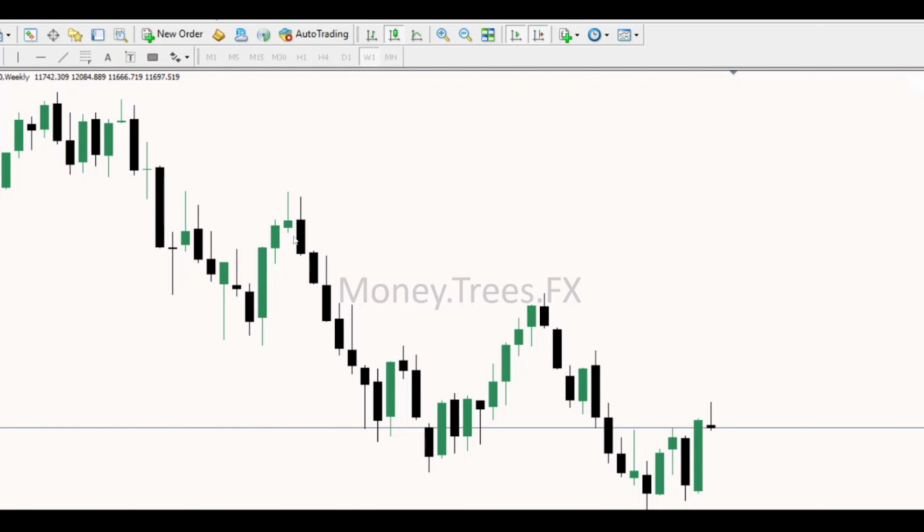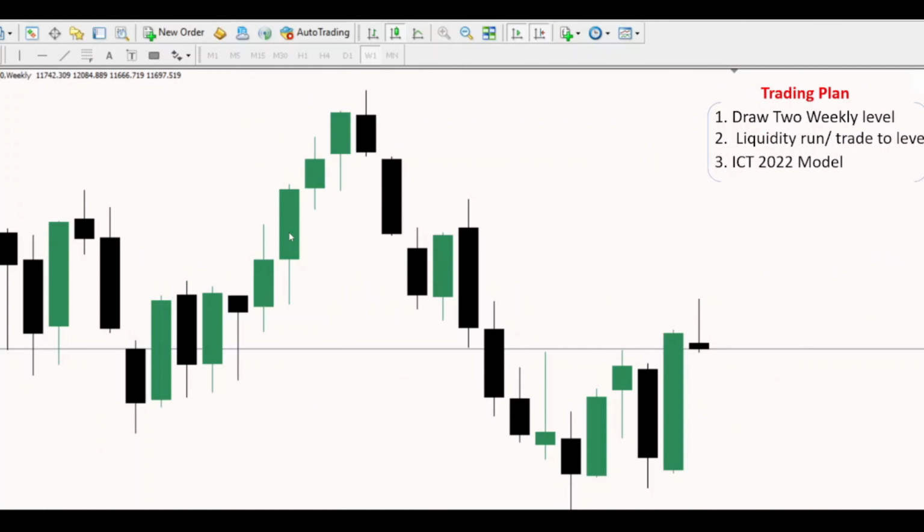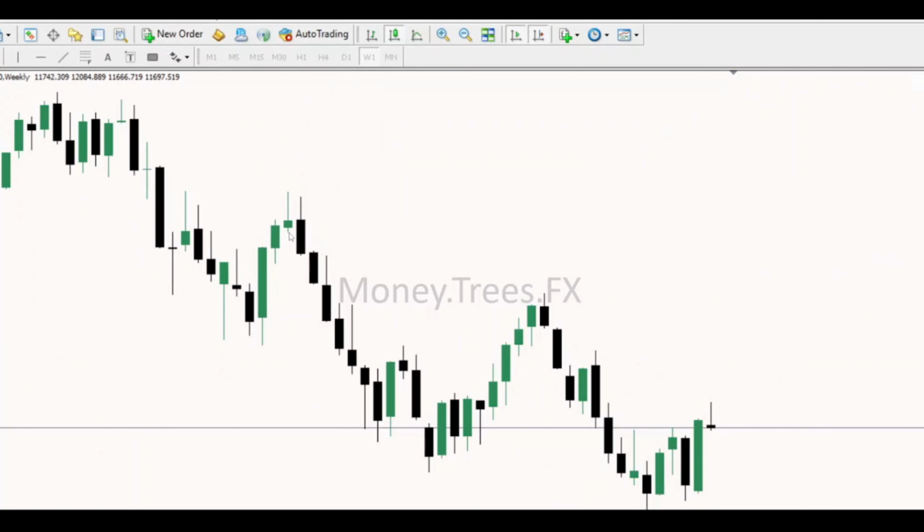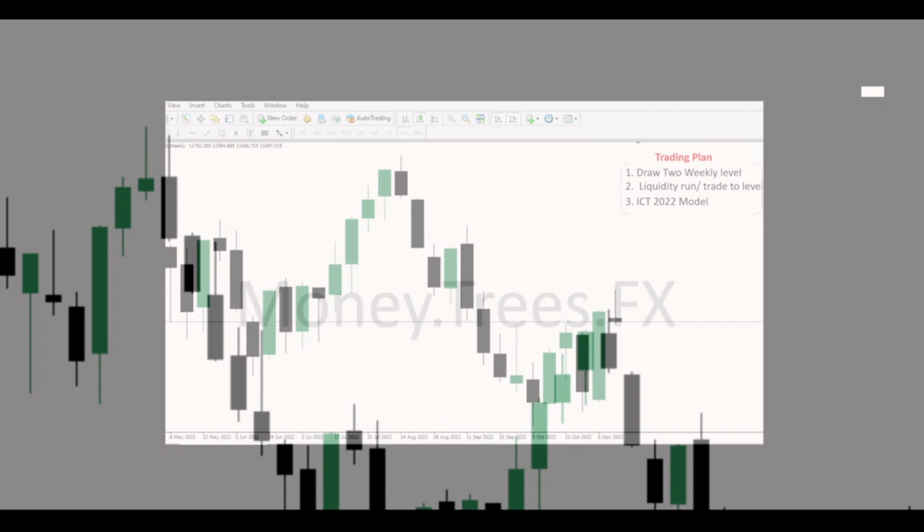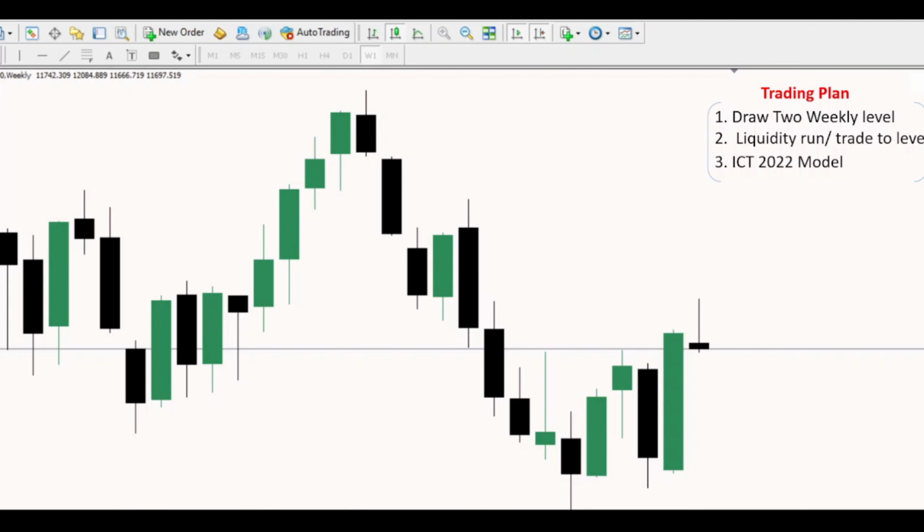Today I'm going to show you how you can use the model with confidence without doubting whether you're on the right side or not. The secret is the higher time frame levels. First, you want to draw two levels on your weekly time frame before dropping down to the lower time frames. You want to highlight two PDRAs above and below that are closer to your current price, because that's where most of your high probability trades are going to form.